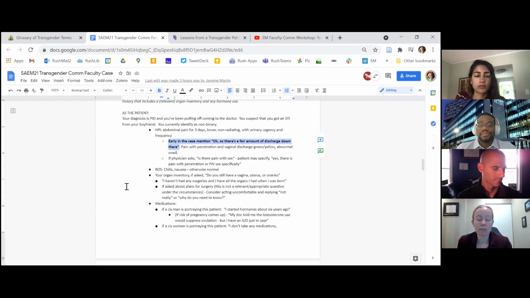And one of the ways, I think Jerome mentioned, our colleague, who's an expert in transgender and gender studies, has offered us some revisions for this case. One of them was specifically about how to advise faculty portraying the patient about how their responses may differ. For example, a cis man portraying this patient should probably report hormone use starting several years ago, whereas a cis woman portraying this patient as a non-binary patient should report a lack of hormone use.